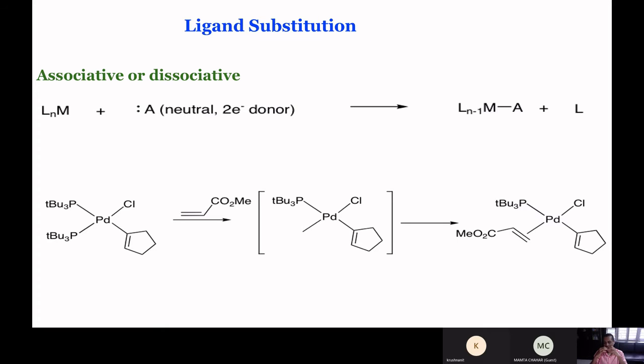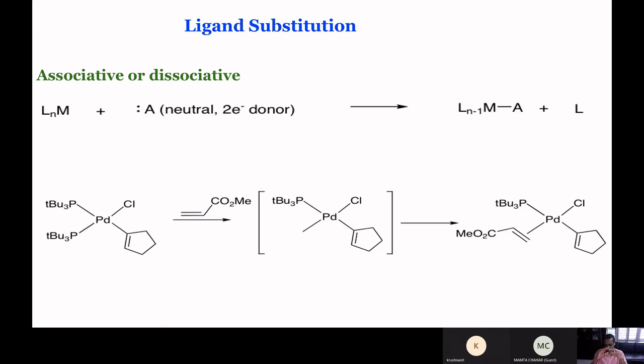That is called a dissociative mechanism, where one of the ligand arms from the metal goes out and then a new ligand comes in. Associative mechanism, the net result is the same, but in the associative mechanism nothing goes out first. First, from outside, an extra ligand comes and sits on the metal, and then from the metal, one of the older ligands goes out. That way, overall, one ligand is exchanged for another ligand.